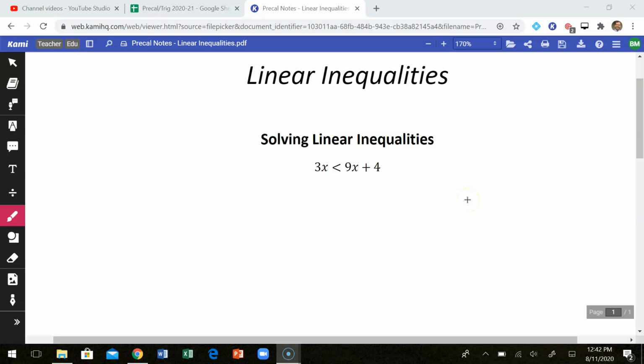This video will be a discussion on linear inequalities. First one we just have is a pretty straightforward inequality. It's just like solving an equation. You want to get your x's on one side and get everything else on the other.